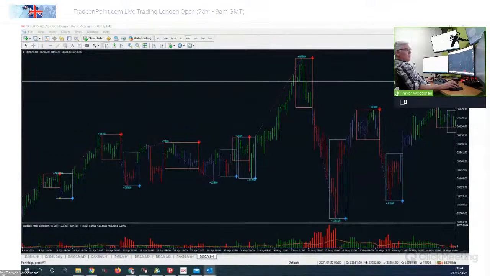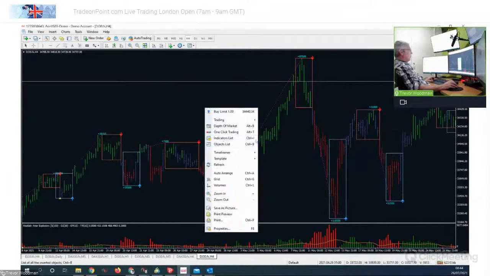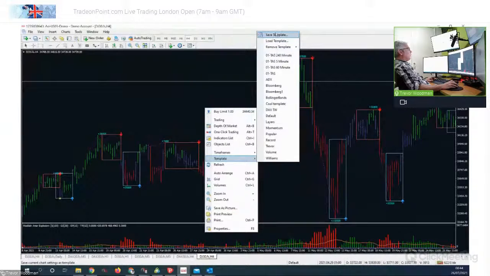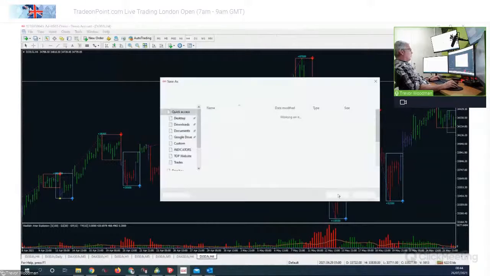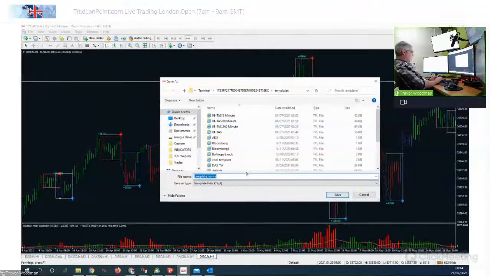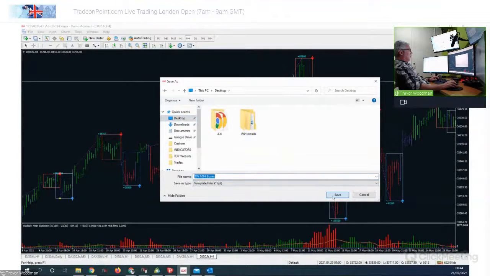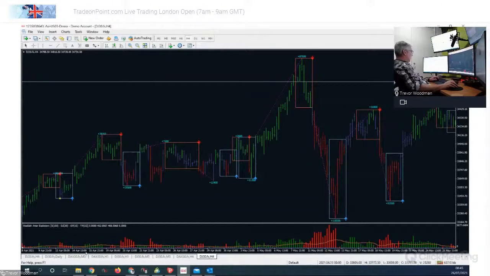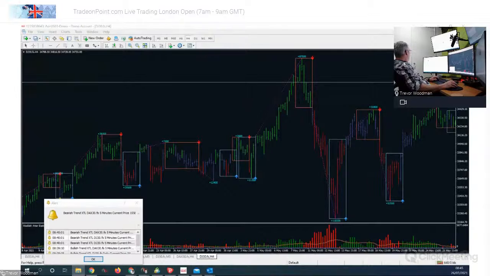And then what I'll do as well is let's get rid of those. I go template, save as, I'm going to call this PW T4. All right, you obviously, I take it you know how to load templates with MetaTrader.